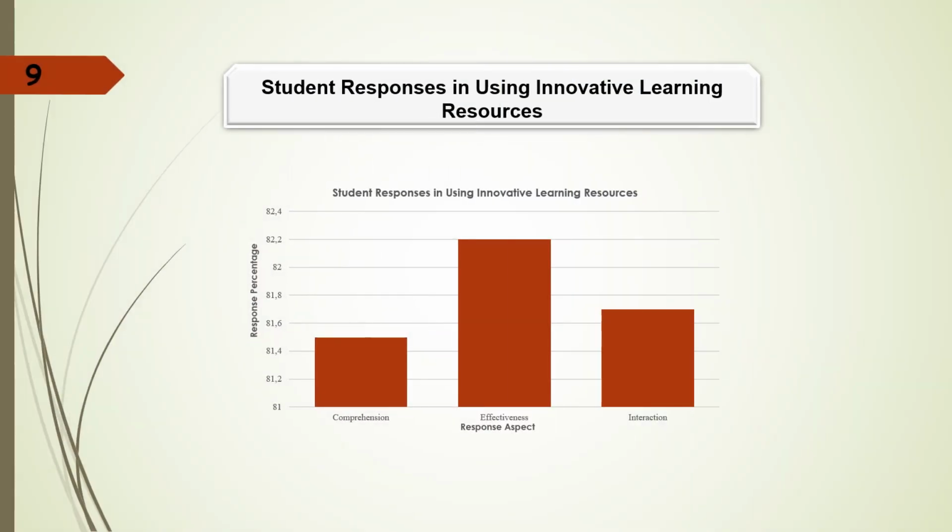And the last result, student responses in using innovative learning researchers. Aspects that are measured in the assessment of student responses are comprehension, effectiveness, and interaction. The average value of students' responses in class is very good, which is dominated by the aspect of effectiveness.